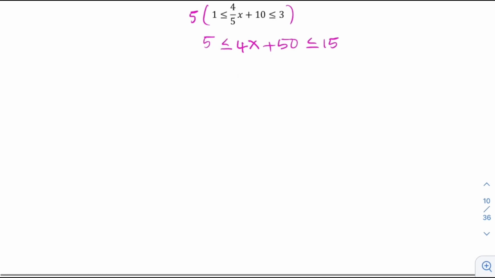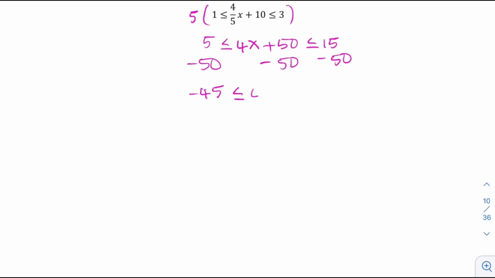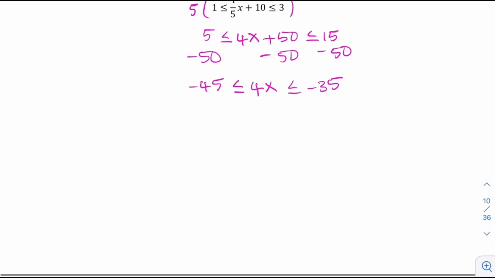And now we can go ahead and subtract 50 on both sides because we want to isolate the x right in between the inequalities. Subtract 50 on both sides. So that is negative 45 less than or equal to 4x less than or equal to negative 35. And then now we can divide by 4 in order to have x by itself inside of the inequalities. Divide by 4.